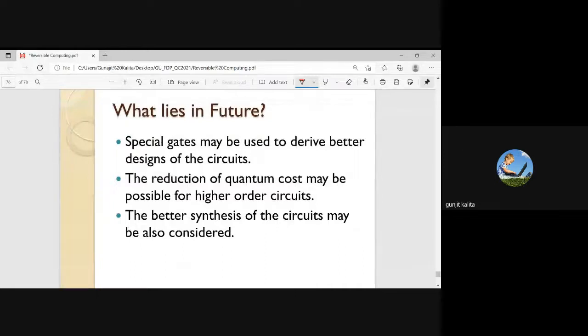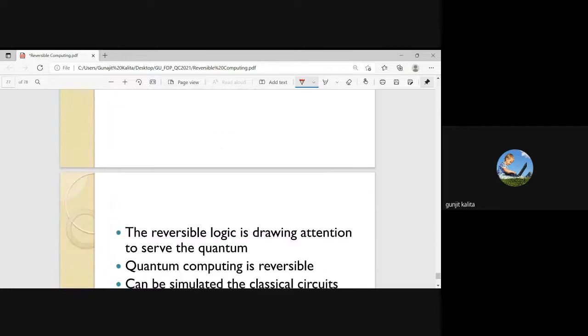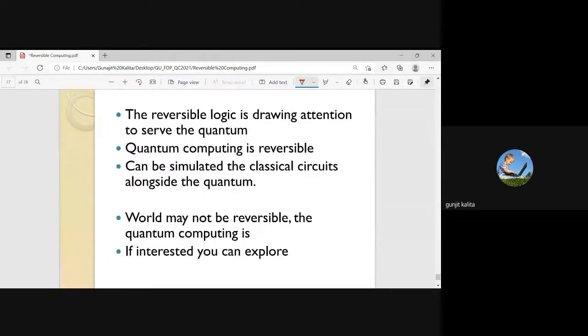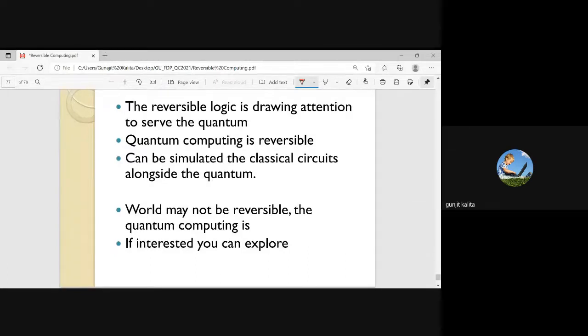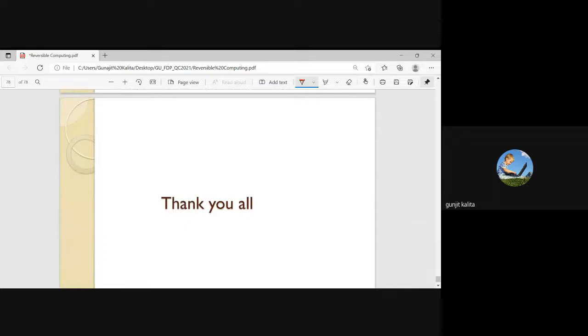So what is there in the future? Maybe we require better circuits or gates. We always want to reduce cost because we want to go for quantum computation, so the reduction of quantum cost must be there. Then we use better synthesis, so maybe our circuit will be optimized. Reversible logic is drawing attention basically to serve quantum computing. Quantum computing is reversible, that we already know. So classical circuits can be simulated alongside the quantum. The world may not be reversible. We don't know what quantum computing is, so if you are interested, you can explore. Thank you, and I will stop here.